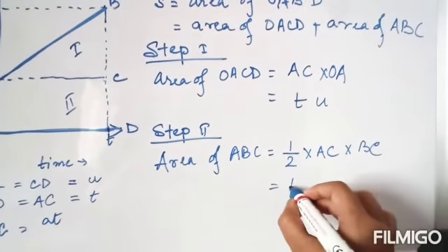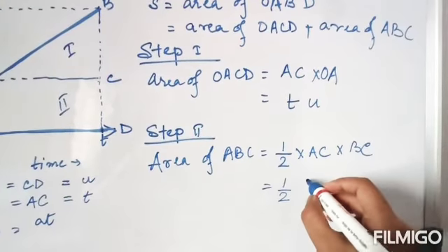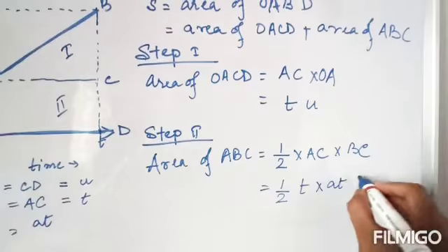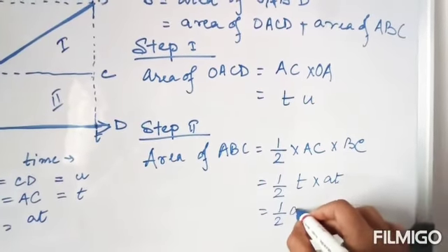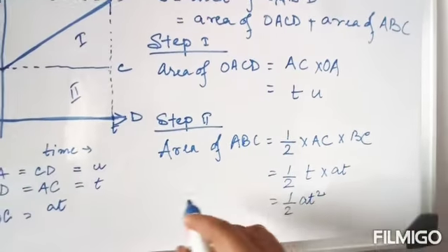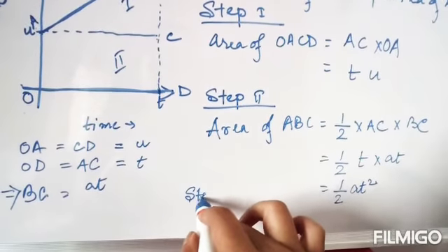Okay, it will be half. What is AC? AC means again T. And what is BC? It is AT. So we can say half AT square. So we are going to join this together in step 3.